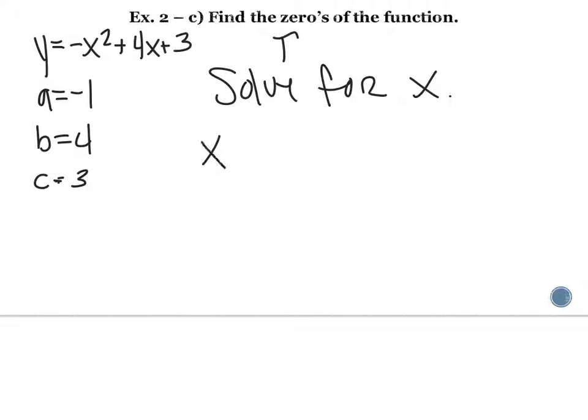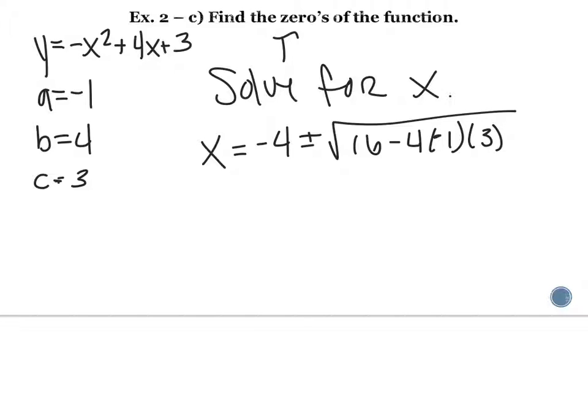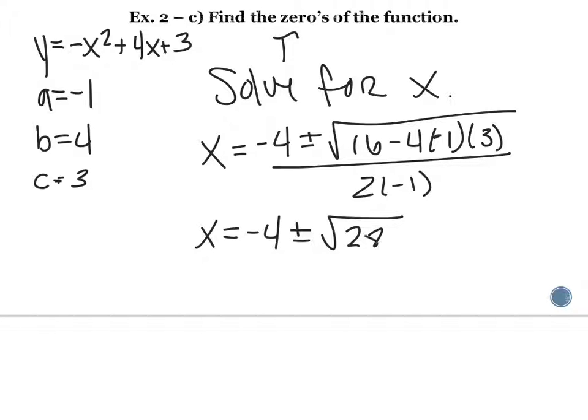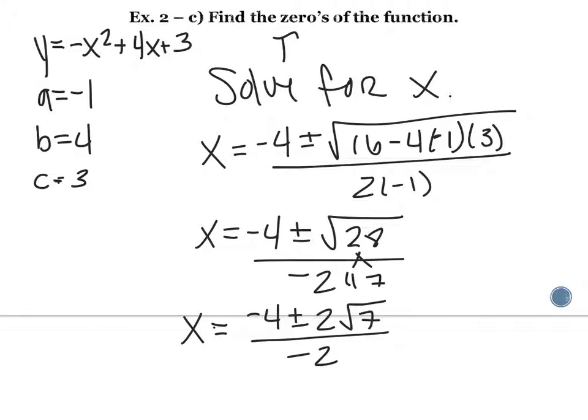All right, so x equals negative b plus or minus the square root of b squared minus 4ac, all over 2a. Boom. So x is equal to negative 4 plus or minus. I'm going to go ahead and just add all that up. We get 28. And negative 2. This becomes negative 4, and then plus or minus, remember this is 4 and 7. So a 2 gets to come out, 7's got to stay underneath, negative 2 on the bottom.